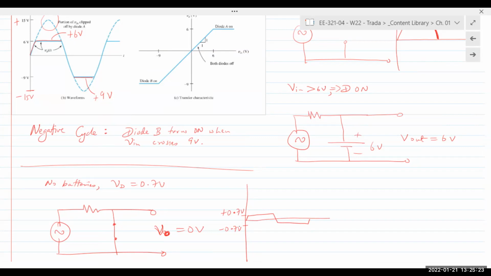Was clipping circuit a part of the lab? Anyone? We didn't have clipping circuits. Okay. Okay. Yes.